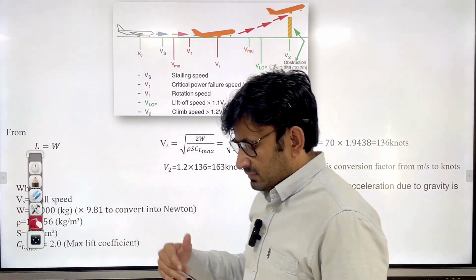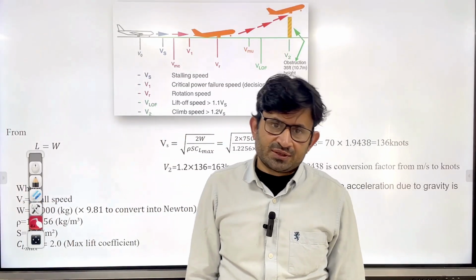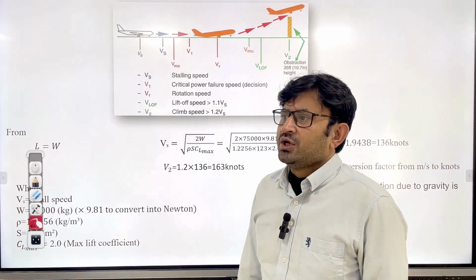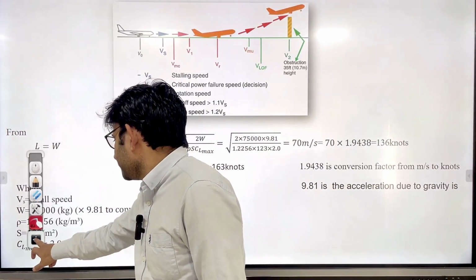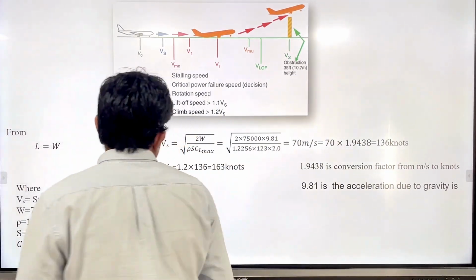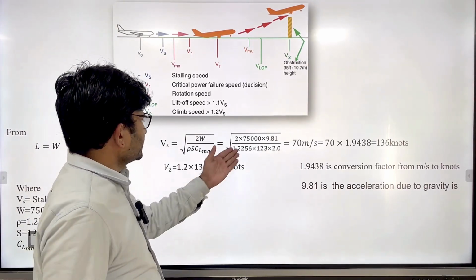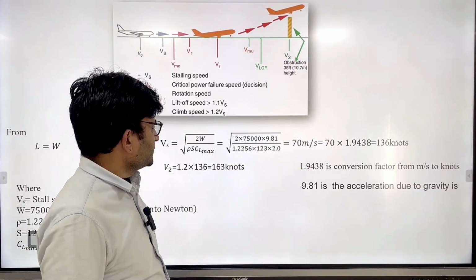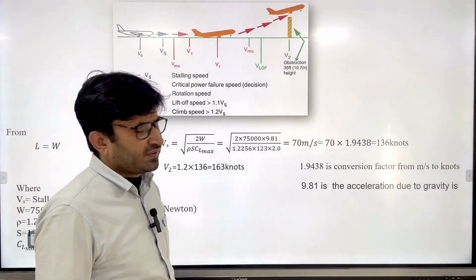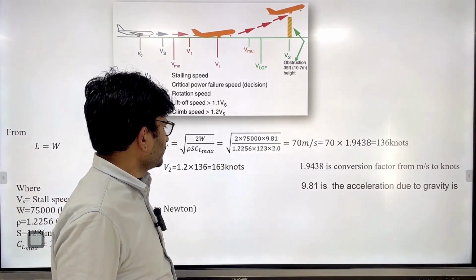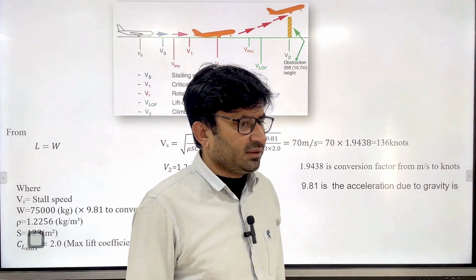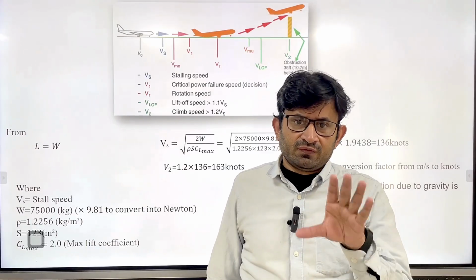Now let us take some common commercial aircraft and have a feel for what kind of takeoff speed we will get. We have taken the example of an A320, Airbus 320. The weight is around 75,000 kg and the wing area is 123. Since we are taking off at sea level, the sea level density is 1.2256 kg per meter cube, and CLmax is 2 with flap deflection.